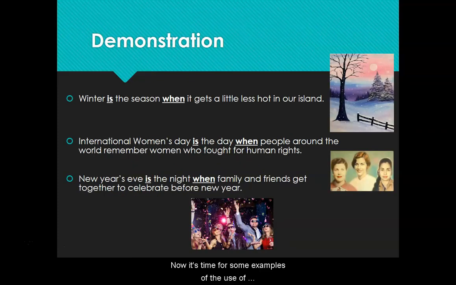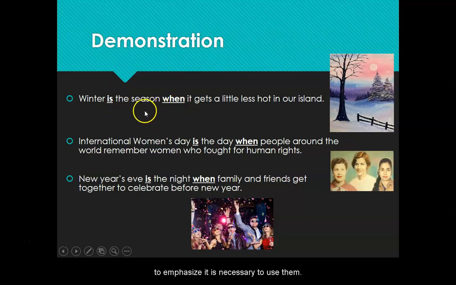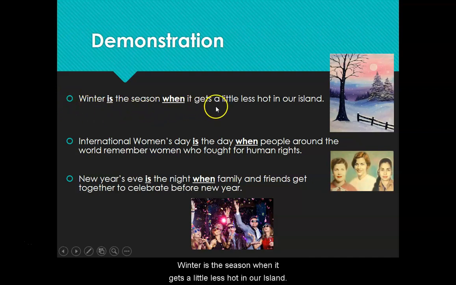Now, it's time for some examples of the use of relative clauses of time. Please note that we are highlighting verb be and the word when to emphasize it is necessary to use them. Let's take a look at the first example. Winter is the season when it gets a little less hot in our island. This picture here definitely does not represent the Dominican Republic because it does not snow in here, but you get the idea.